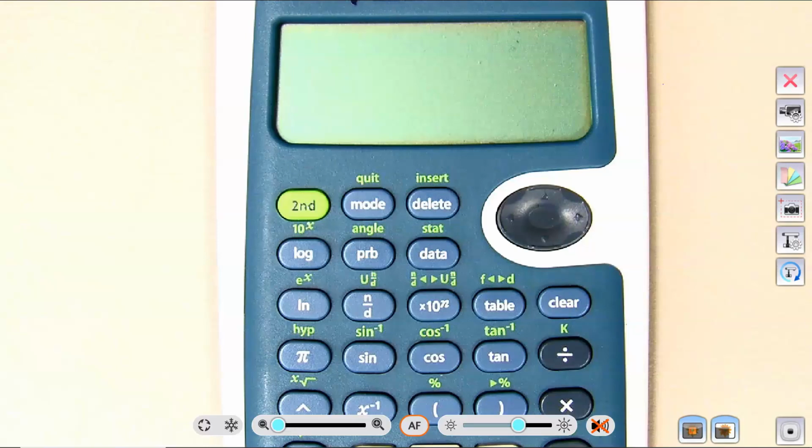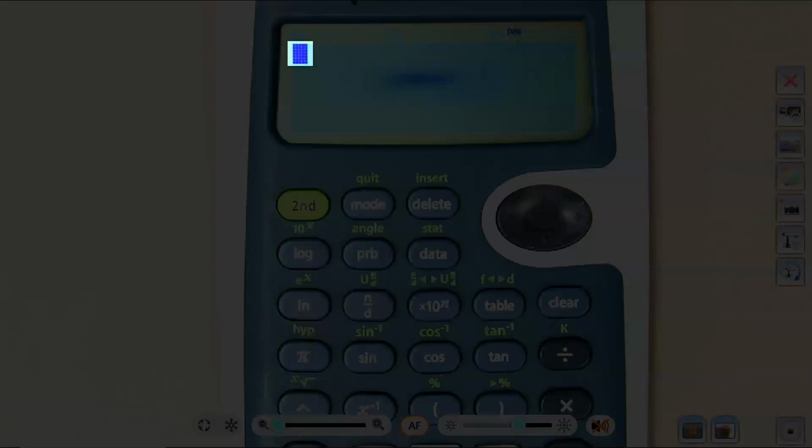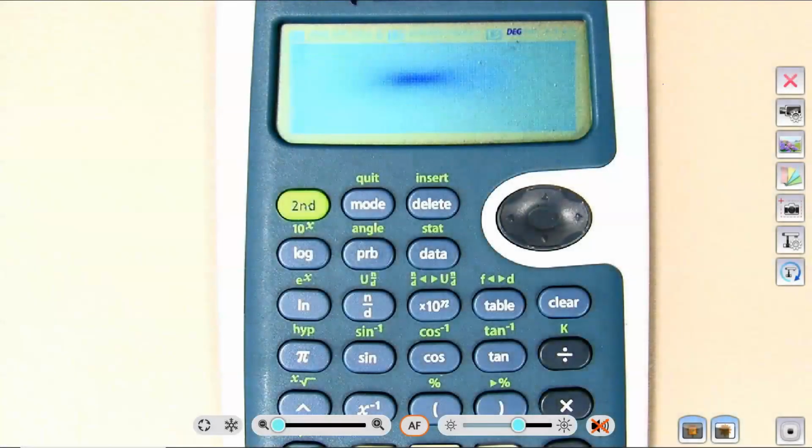There are 4 items I want to point out on the TI-30XS calculator that we will refer to throughout this brief presentation. First, notice the blinking rectangle at the top of the calculator display that appears when I turn the calculator on. This is known as the cursor.